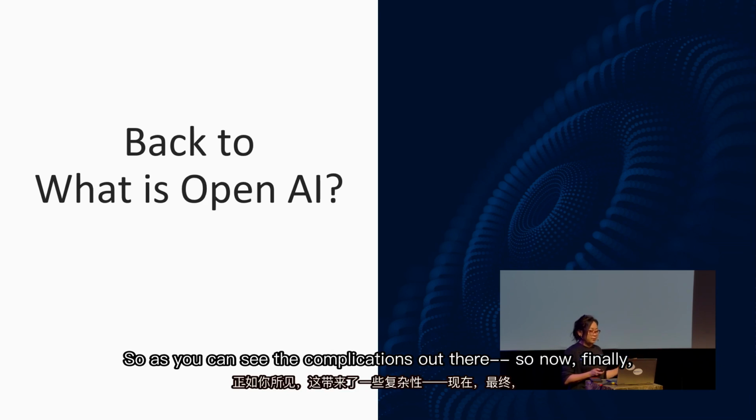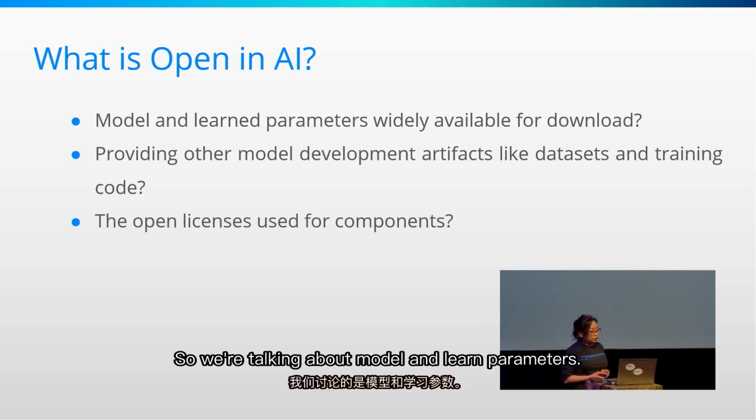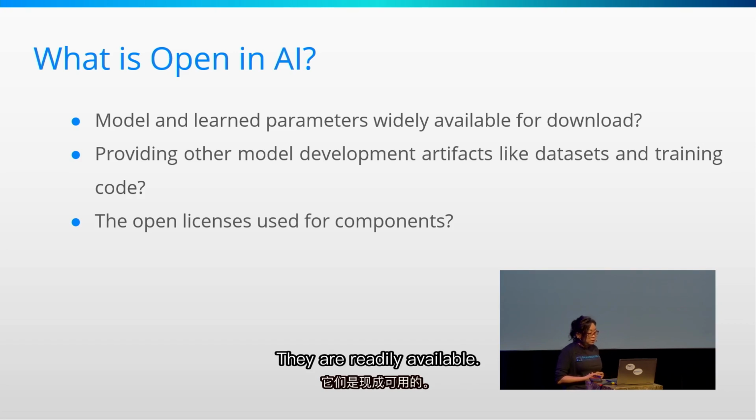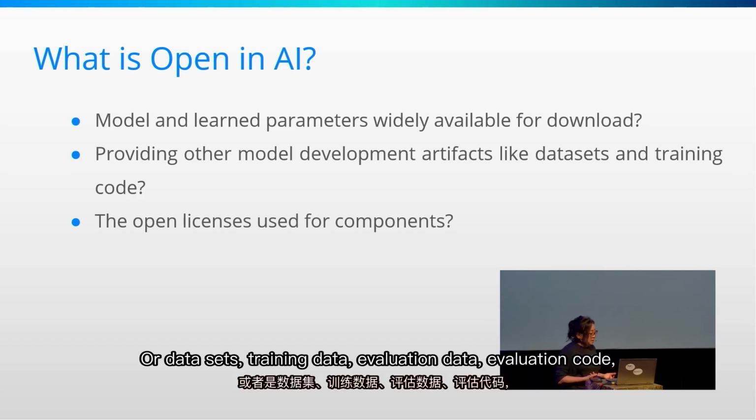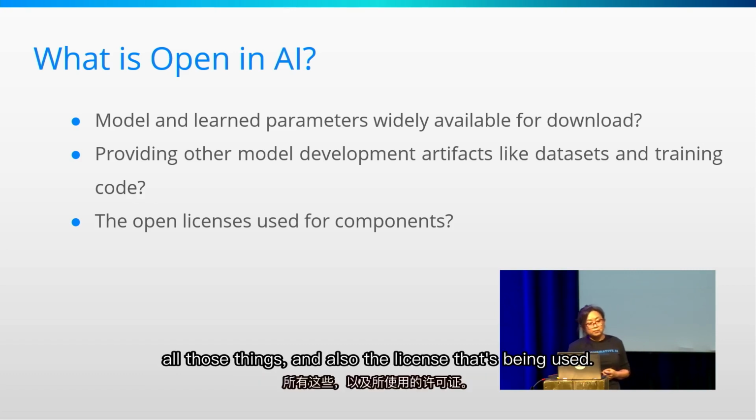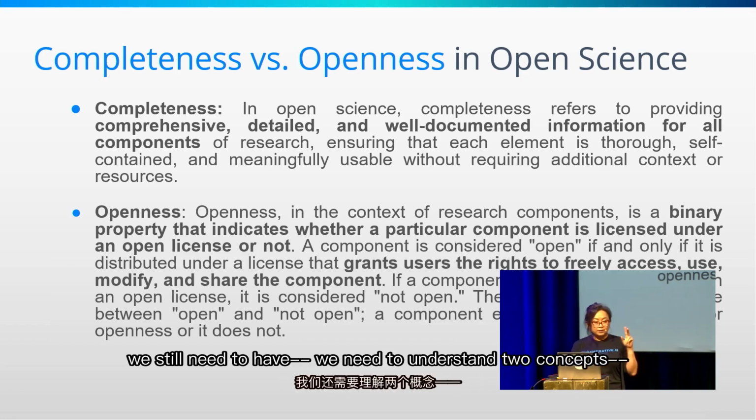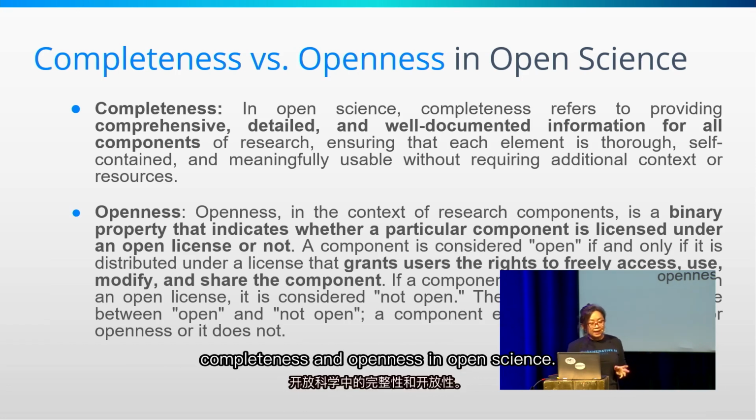So now, finally, we're back to open AI. What exactly does open mean in AI? We're talking about the model and learned parameters being readily available, or the data sets, training data, evaluation code, all those things, and also the license that's being used. Before we get into that, we still need to understand two concepts: completeness and openness in open science.